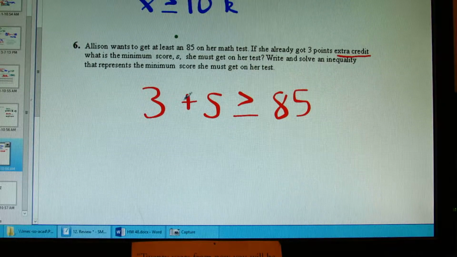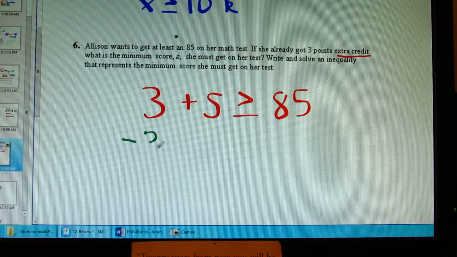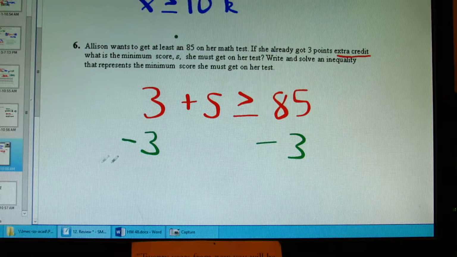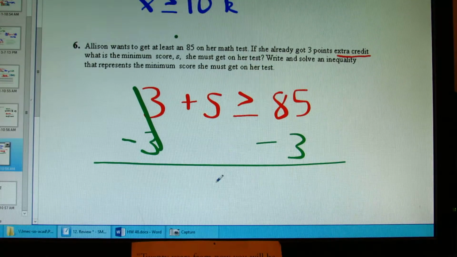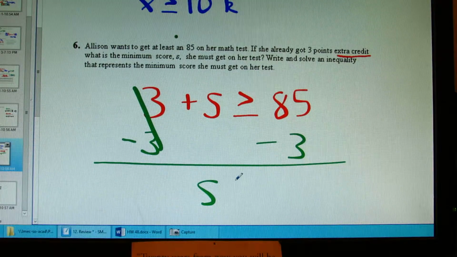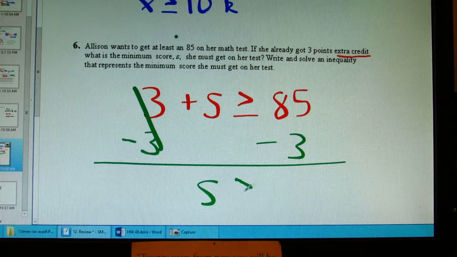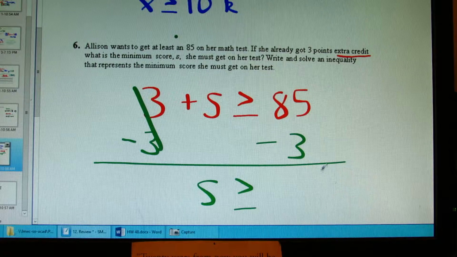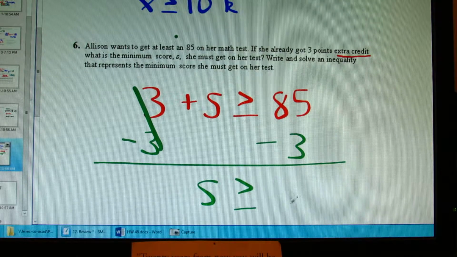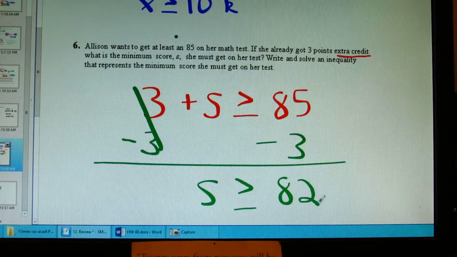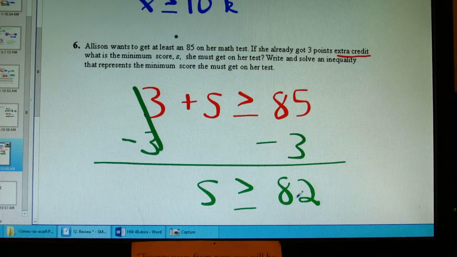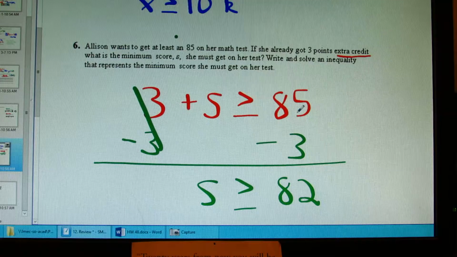There we go. Alright, I want to solve this. Solving it. Here's adding. I need to subtract on both sides. These guys will cross out, and I'll be left with... Does the symbol change? No. I'm just subtracting. No multiplying, no dividing by a negative number. And I'm going to get 82. So if I get at least an 82 on my test, Allison will be happy because she'll get those 3 extra points and she'll get at least an 85.